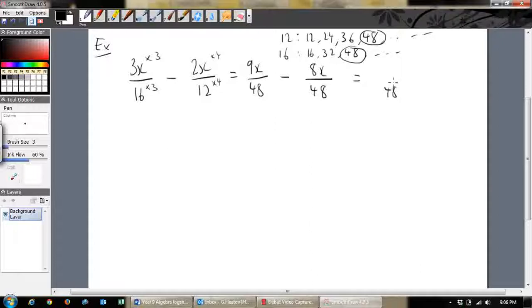If we put those two together, we have 48 on the bottom line. What have we got on the top line? 9x minus 8x, which is just x. And so that's your answer there, x over 48.